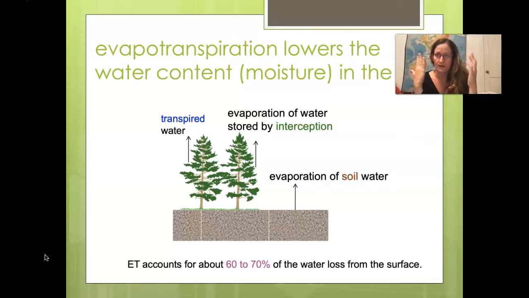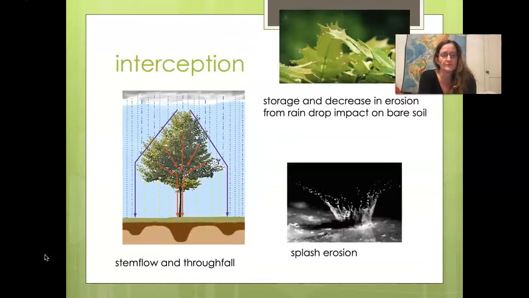Right? They're in the way, so the rain doesn't make it to the ground. That water that hits the tree is evaporated. Some of it runs down the plant, but some of it is evaporated back into the atmosphere. And then there's the evaporation from soil water.